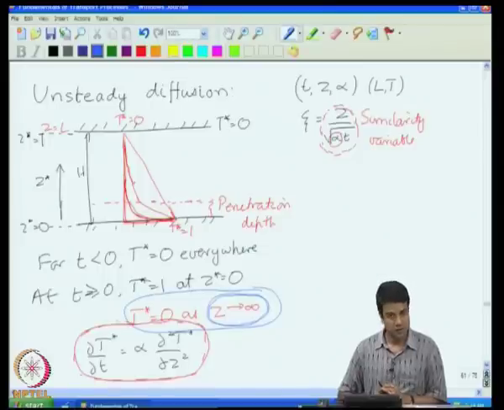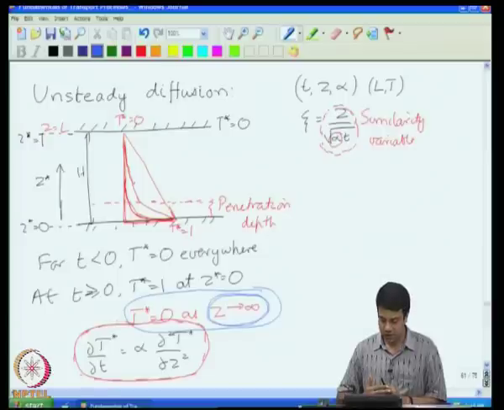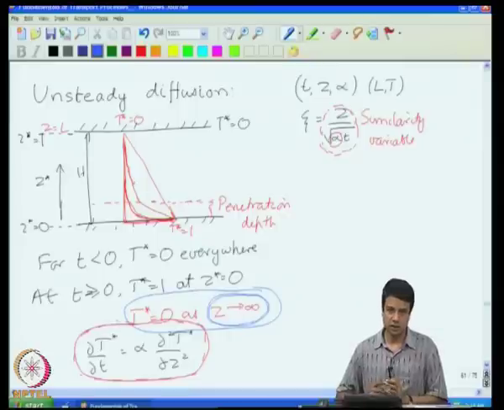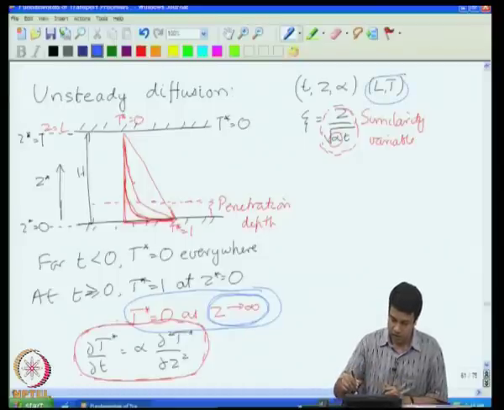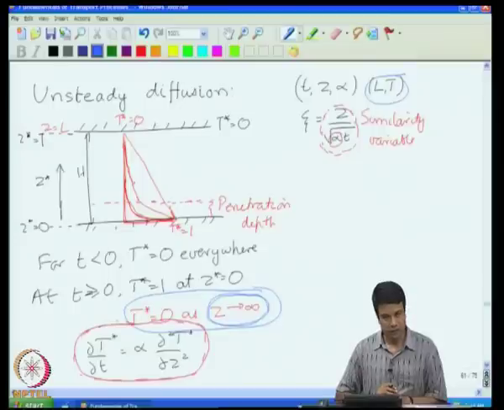Okay. So, then I have z and t. I also have one other dimensional parameter, which is the diffusivity alpha. And from that, I can make only one dimensionless variable, z by square root of alpha t. Because z, alpha and t, three dimensional parameters, they contain two dimensions, L and T, and from that I can get only one dimensionless variable. Okay. So, that was the basic idea.